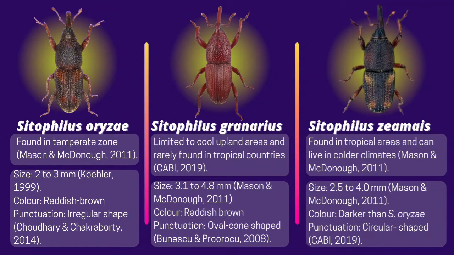Sitophilus oryzae is commonly found in temperate zones. Its size ranges from 2 to 3 mm and it is reddish-brown in color. The punctuation on its prothorax is irregular in shape. Sitophilus granarius can also be found in temperate zones, with size ranging from 3.1 mm to 4.8 mm. Its color can be reddish-brown with oval cone-shaped punctuation. Sitophilus zeamais can be found in tropical areas and can also live in colder climates. Its size can range from 2.5 to 4.0 mm with a darker body color. It has circular-shaped punctuation on its prothorax.